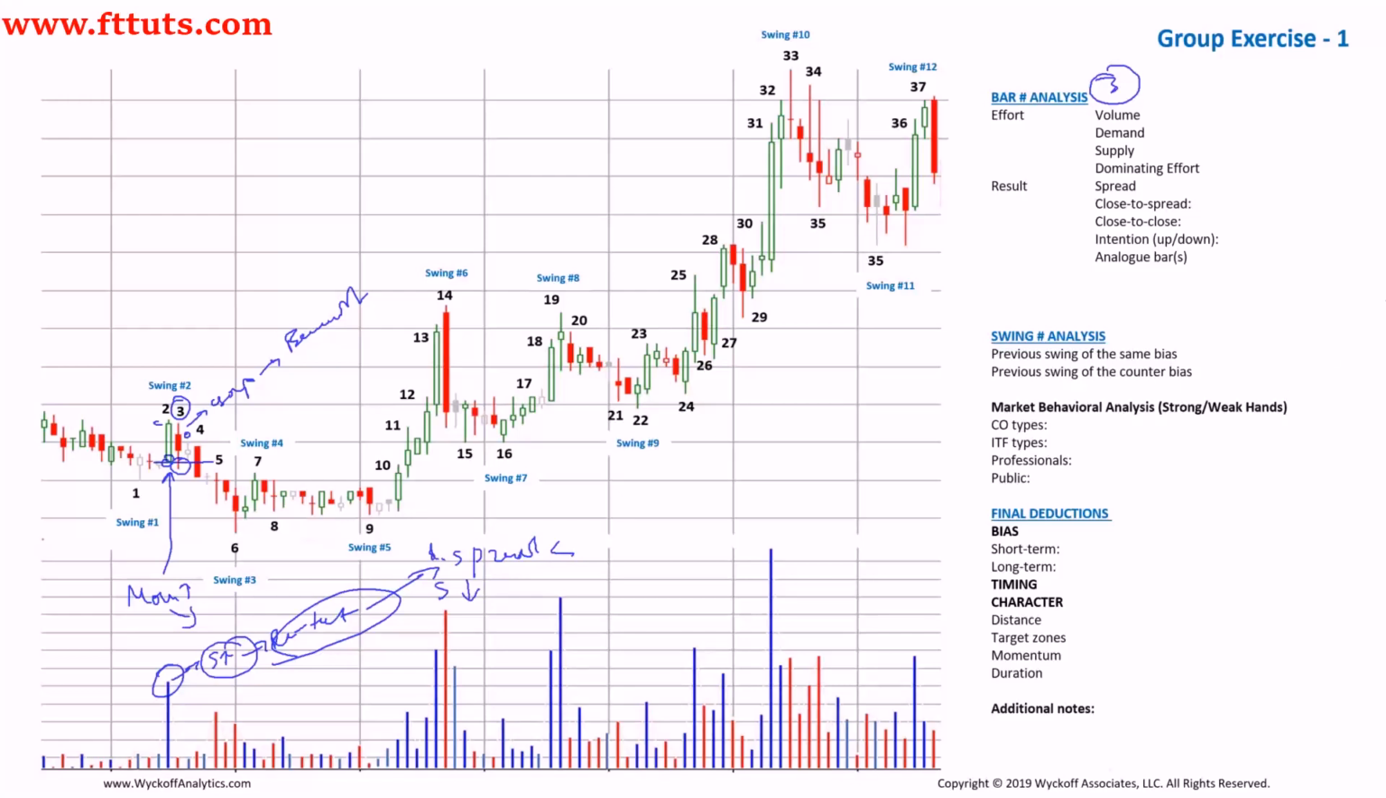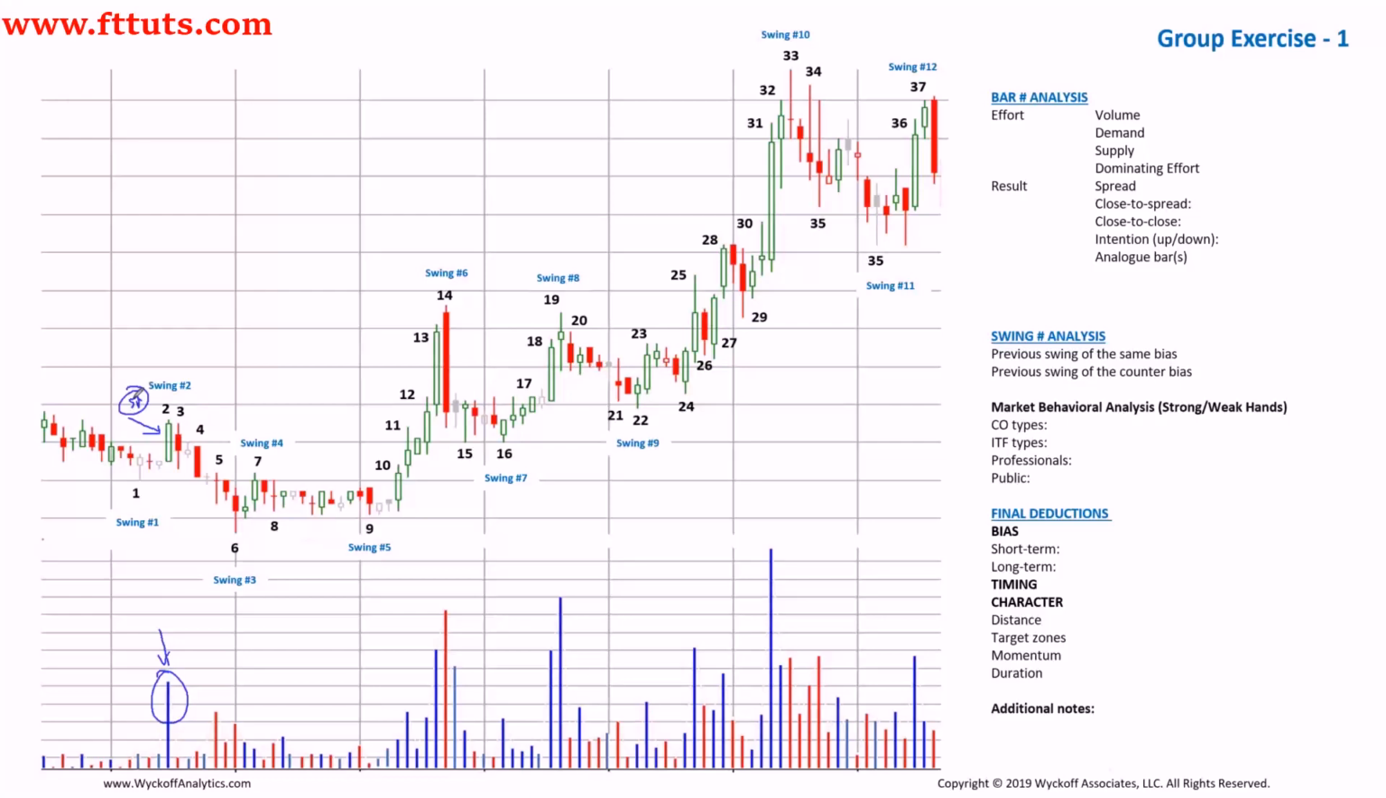So what does that suggest, Nilesh? That violation of the low? Right, sorry, I was on mute. That violation of the low suggests that there is no demand. Yeah, that the demand that was here on bar number 2, hidden in the volume spike, is of poor quality. And we kind of already identified there is some institutional selling coming in.